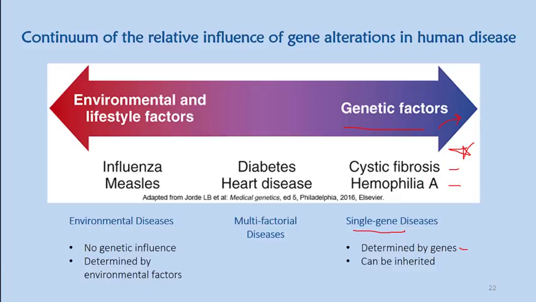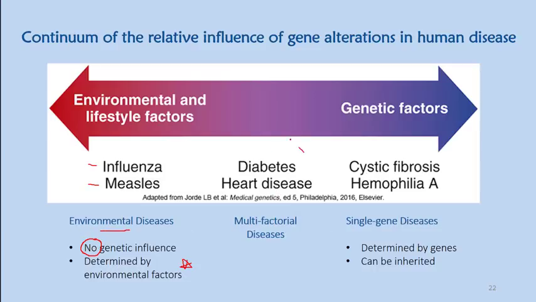On the opposite end of this spectrum, we have environmental diseases. So things such as influenza and measles that are thought to be caused by our environment and our lifestyle, what we get exposed to, and whether we make good choices for our health to keep our immunity high, etc. So they're thought to really have no genetic influence overall. And so they're called environmental diseases.